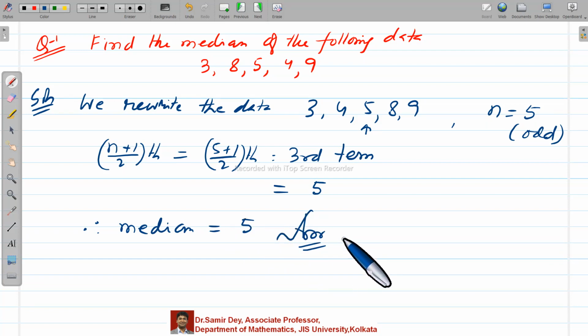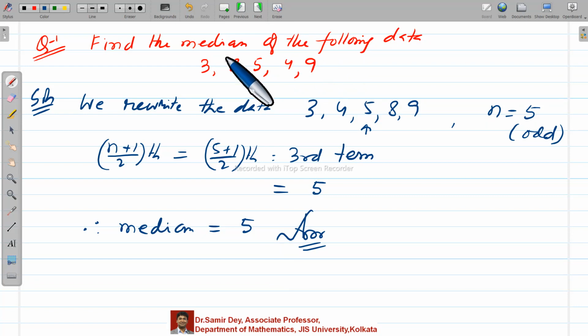Is it clear? First task to rewrite all the data small to big, then find its value. So here why I am considering this process, because here n is equal to 5. So if I have an odd number of data, then you need to calculate n plus 1 by 2. Clear? n plus 1 by 2. Then 5 plus 1 by 2, that is 6 by 2, that is third term is coming. What is your third term? From the starting 1, 2, 3. Third term is 5. So median will be 5.